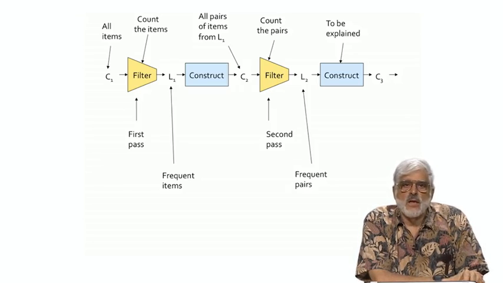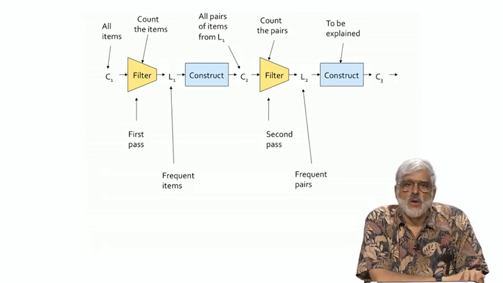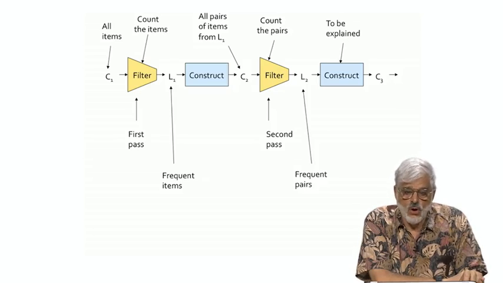We can proceed like this from the frequent pairs. We construct C3, the candidate triples, by a technique we'll describe on the next slide. Then we filter C3 to get L3. From that we construct C4, and so on.